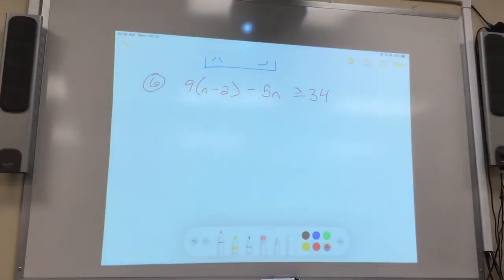I don't know what to do next. This 9n needs to combine with that minus 5n. So it's distribute, then combine like terms. No, because it's a minus 5n, so you subtract. 9 minus 5. You gotta follow the signs.